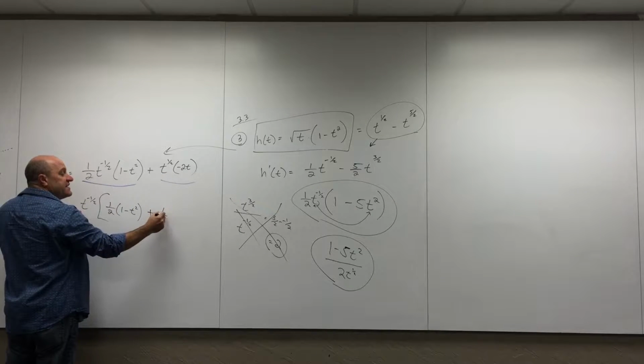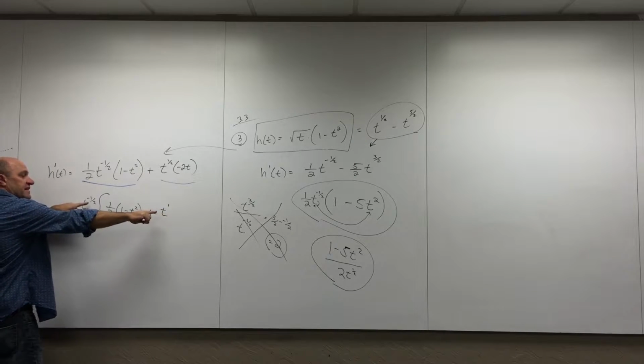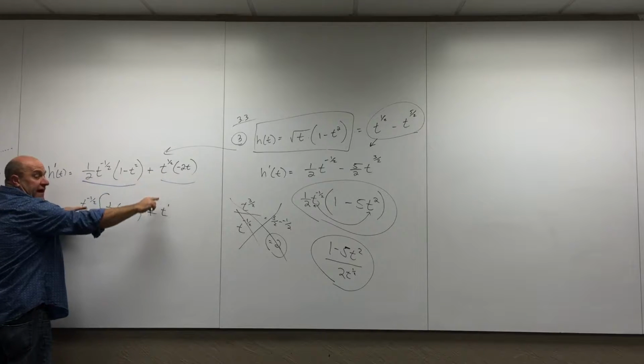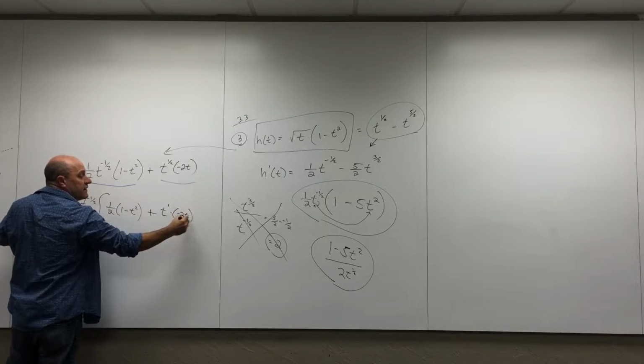Let's see, I think it's a t to the first. Because if you multiplied the t to the first and the t to the negative 1/2, what would you get? T to the 1/2. So I got it. It's a t to the first multiplied by a negative 2t.